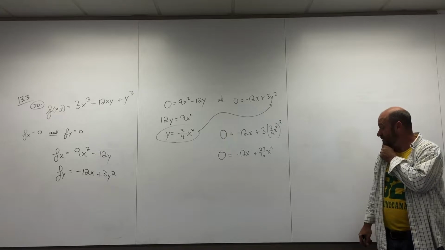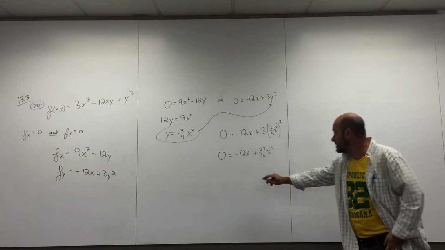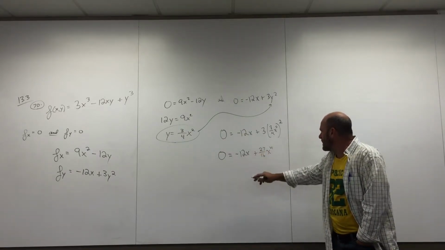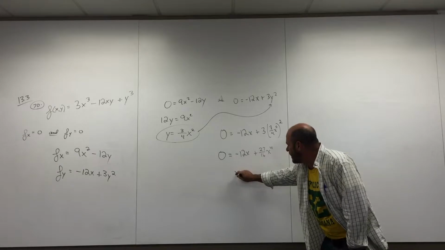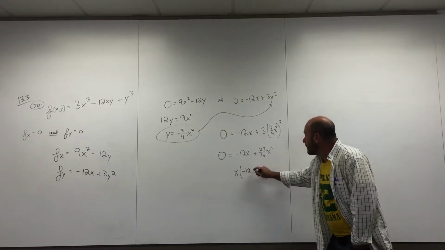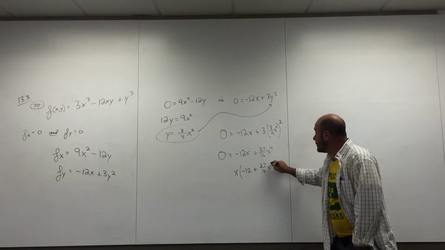Any suggestions? Factor out an x. Thank you, that is the suggestion, kind of. Somebody might suggest you could factor a 3 at the same time, but I'm just going to ignore that. I'm going to factor out an x, and I would have negative 12 plus 27/16 x cubed.